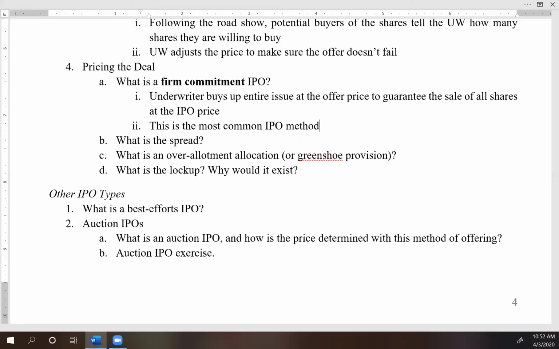There are actually other types of IPOs. The firm commitment is actually the most expensive method for the issuing company. But despite it being the most expensive, it's still the most common because of the safety that it provides for the issuing firm.